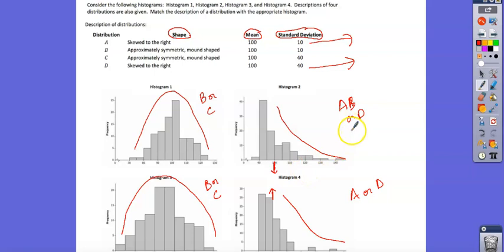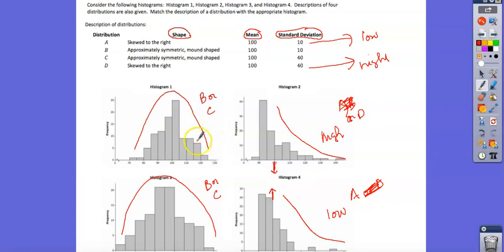So this one has to be A or D, and one of them has kind of a low standard deviation, and one of them has a high one. Okay, well this one is spread out quite a bit. This one's closer together. So this one would be a low standard deviation, and this one would be a high one because the spread is higher. Okay, so this one would have to be D. We've narrowed it down to D, and this one would have to be A.